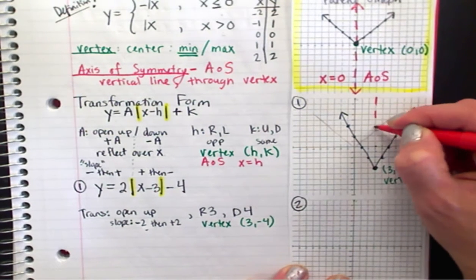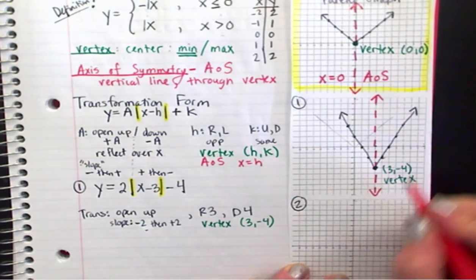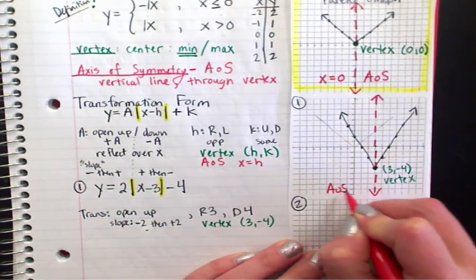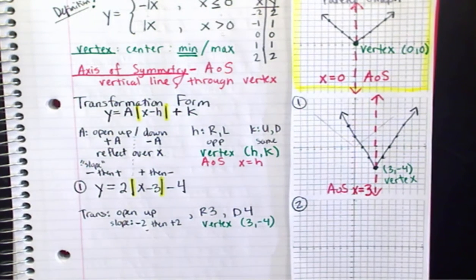But I'm just labeling my new characteristics so that you can see them. Axis of symmetry, x equals 3 through the vertex. It's a vertical line, that's x equals.